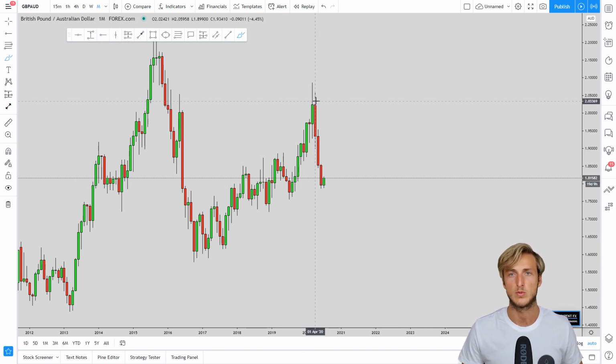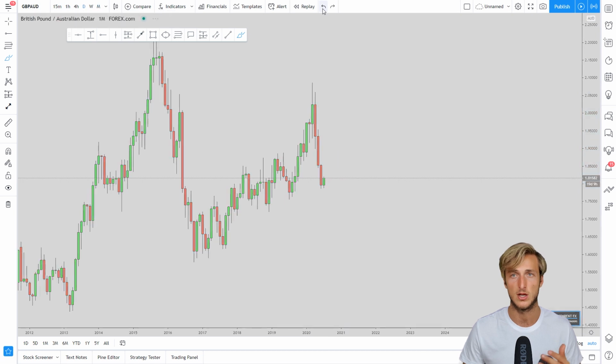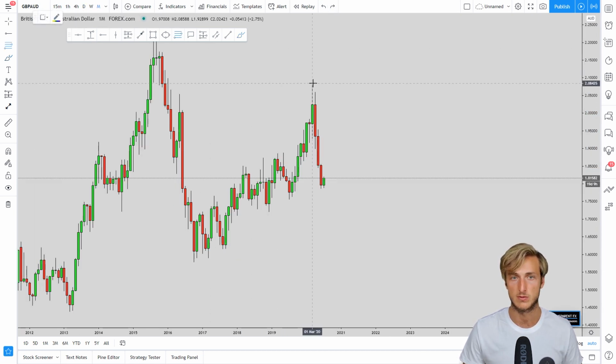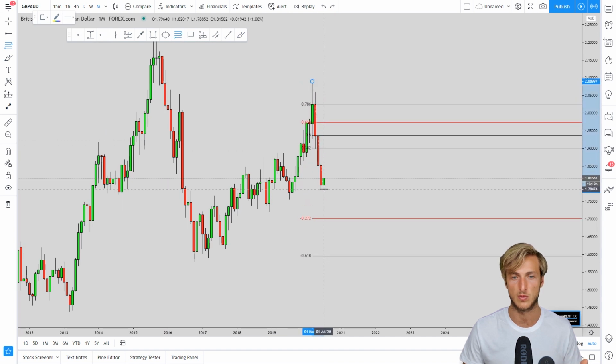From the monthly, what we can see is that the market has created a clear impulse to the downside. After an impulse, what do you expect? You expect the market to give you a retracement. Now, when it comes to measuring this retracement, where are you supposed to be placing your Fibonacci? From the high to the low of the impulse, right? So let's take a Fibonacci from the high to the low.